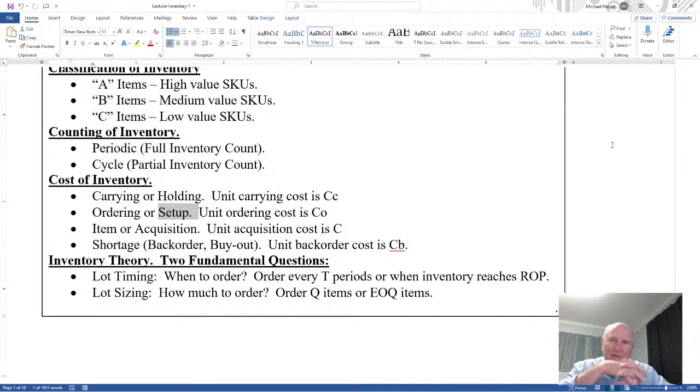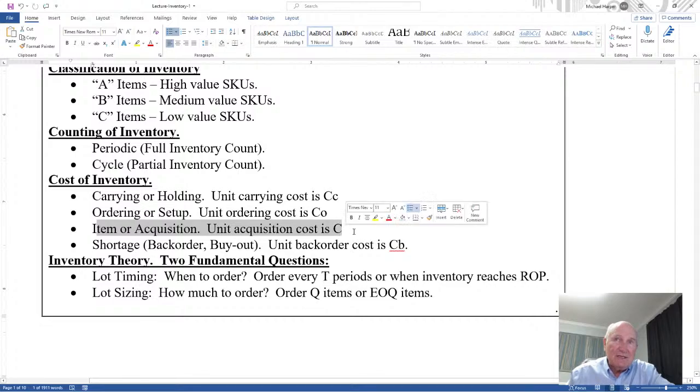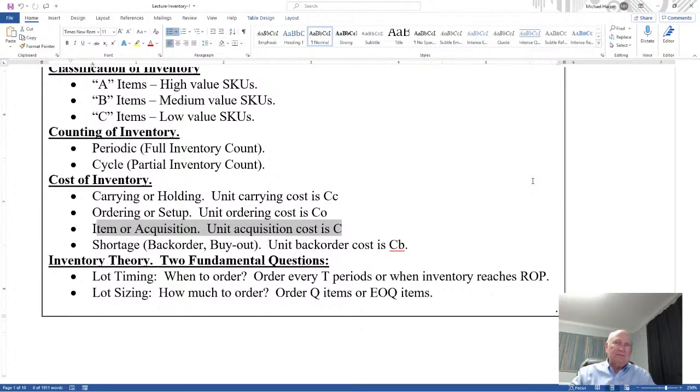Sometimes it's a setup if it's repetitive industries or what. Okay, next is the item or acquisition cost, and that's just C. That's just how much the item cost. Just how much did this bottle actually cost? And so it's the cost of it, not the price, it's the cost.